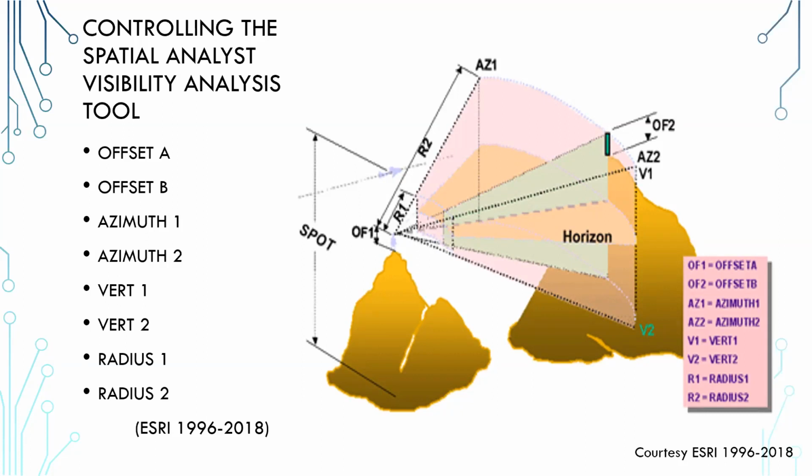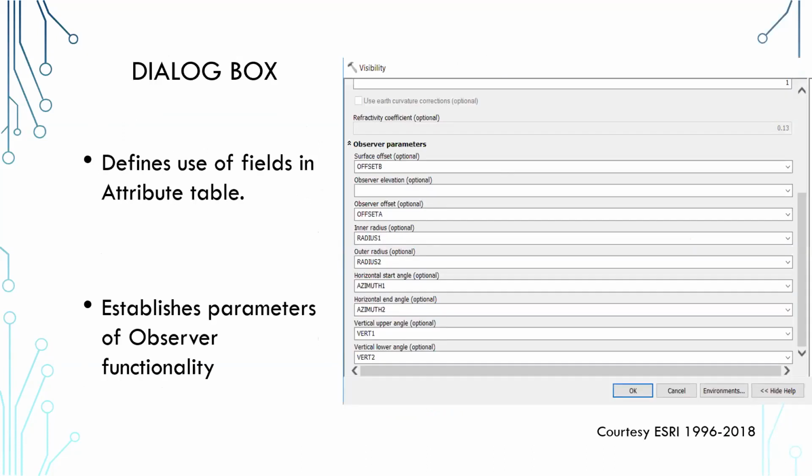The radius items limit the search distance when identifying areas visible from each observation point. Cells that are beyond a certain distance can be excluded from the analysis. And as I stated, for this project, the radius was 27 kilometers. So moving on, this is an example of the parameters for the dialog box when using the visibility analysis tool. So as you can see, there are nine observer parameters.